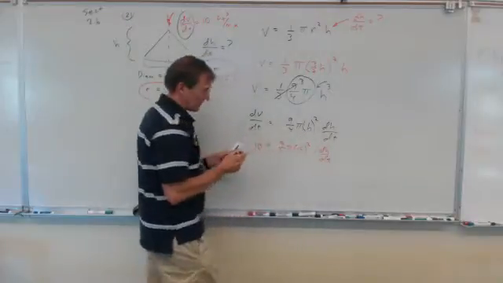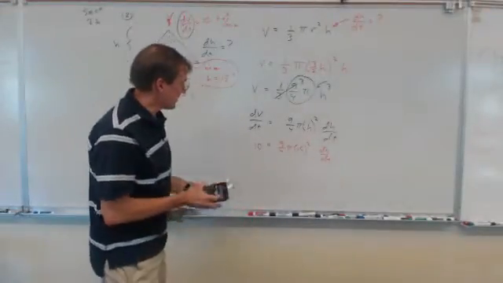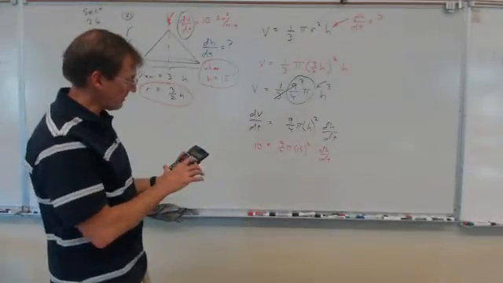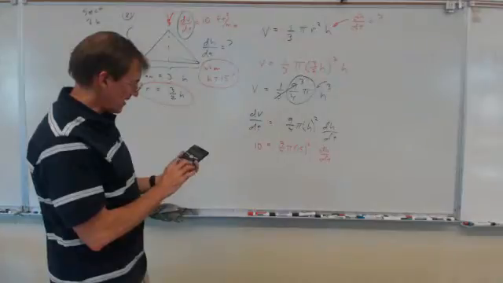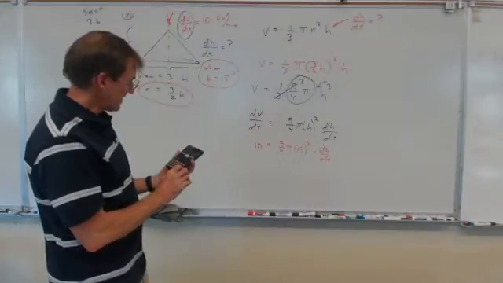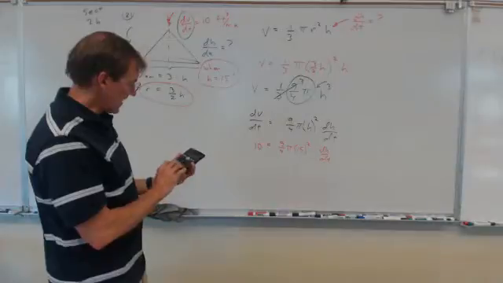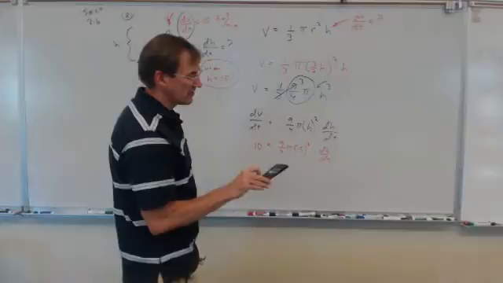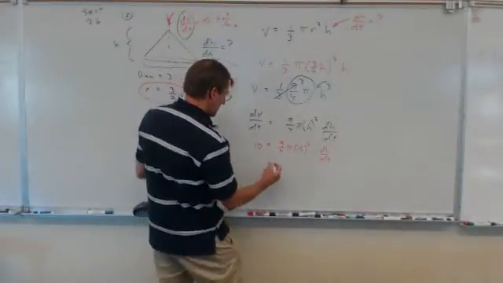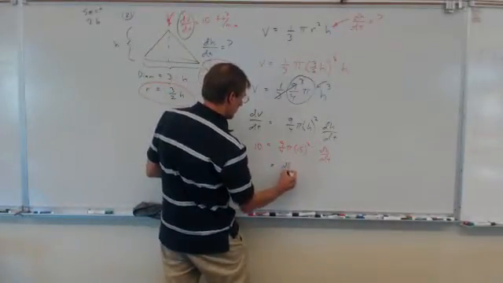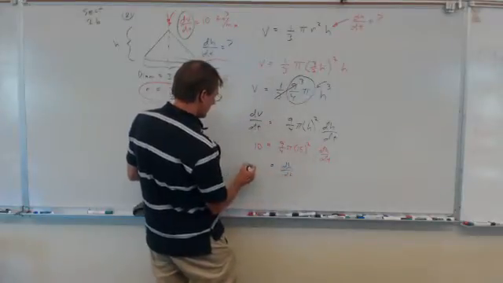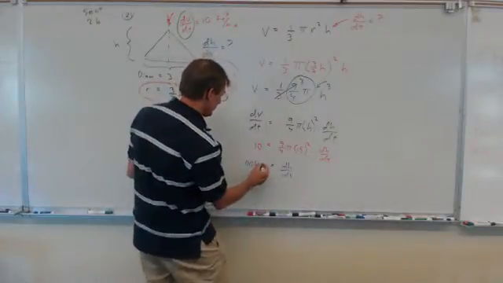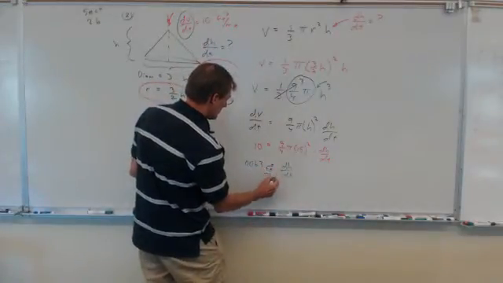So we're going to solve that whole thing for dH/dt. I'm going to take 10 divided by 9, divided by pi, multiplied by 4, divided by 15 squared. So the height is increasing at about 0.006. So dH/dt is 0.0063, and that's feet per minute.